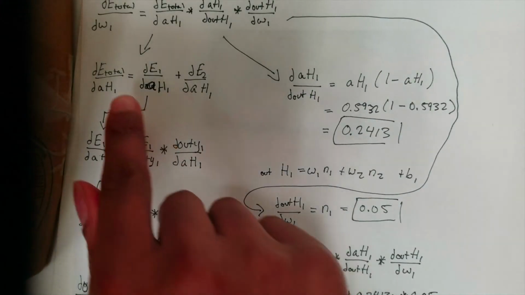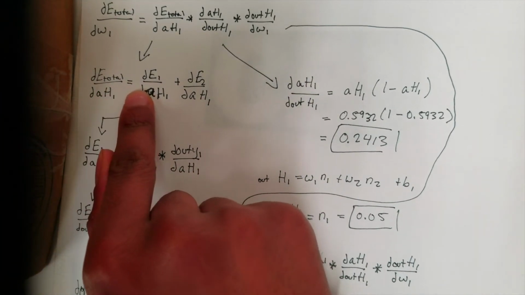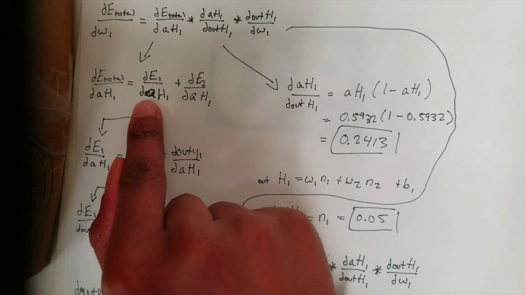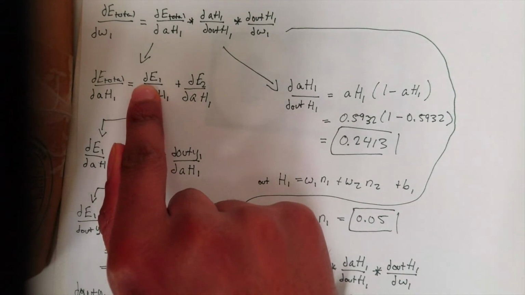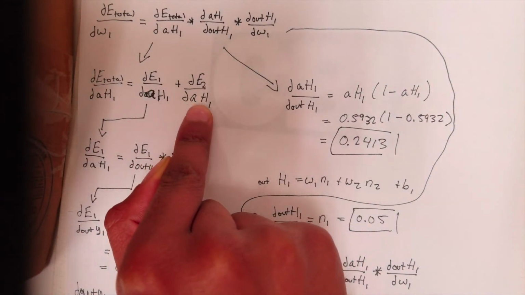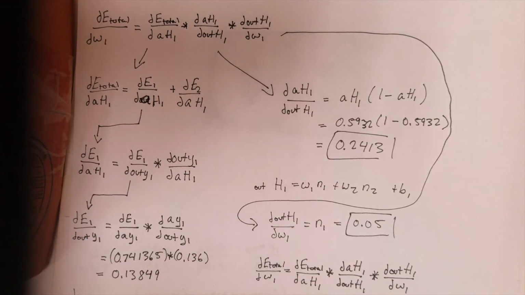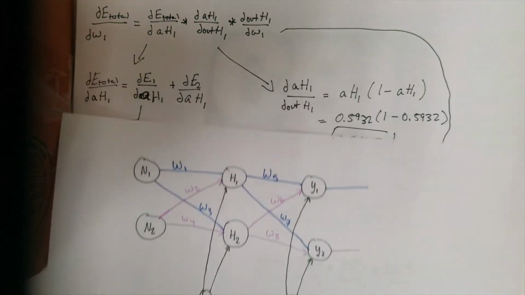So we'll start with the contribution of the activation of H1 to the error total, which is equal to the contribution of the activation of H1 to the error 1 plus the activation of H1 to error 2. That is where I showed you it would be H1 right here to right here. Both of these ones.